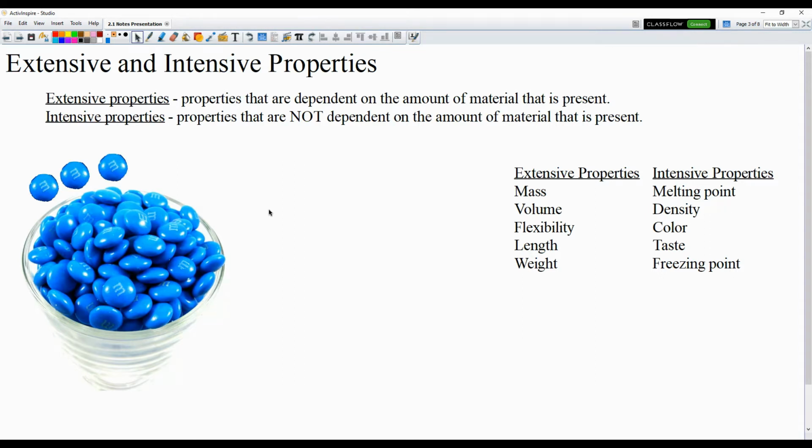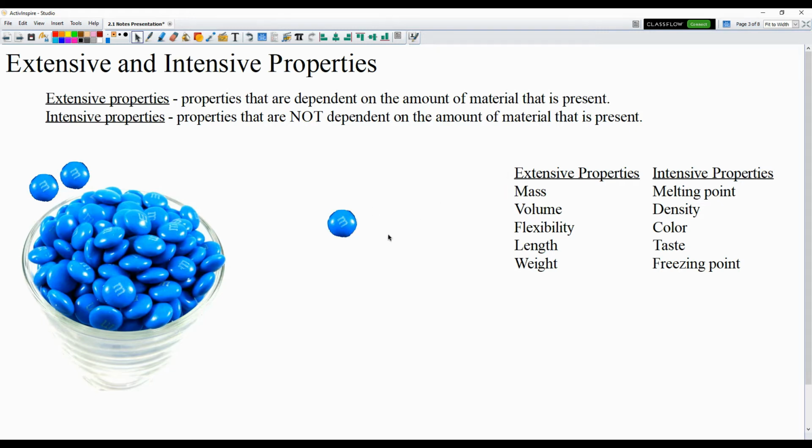All right, extensive properties are properties that are dependent on the amount of material that's present, while intensive properties are properties that are not dependent on the amount of material that is present. And the way I like to think about this is, I have a bowl of blue M&Ms. So let's say, for example, we take one of these M&Ms out of this bowl. Okay, so for extensive properties, it does matter how much we have.